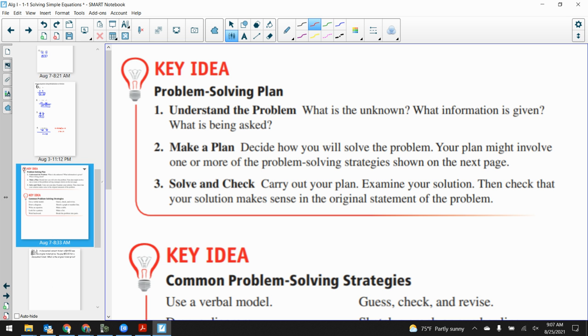Understand the problem. Figure out what's going on. Figure out what is known. Figure out what is unknown. Then make a plan to figure out how to solve the problem. Decide how you will solve the problem. Your plan might include one or more of the problem-solving strategies that we'll talk about in a second. We'll make an equation, all sorts of things. Then we solve and check. Now, we solve our equation and then check it to make sure that it's reasonable.